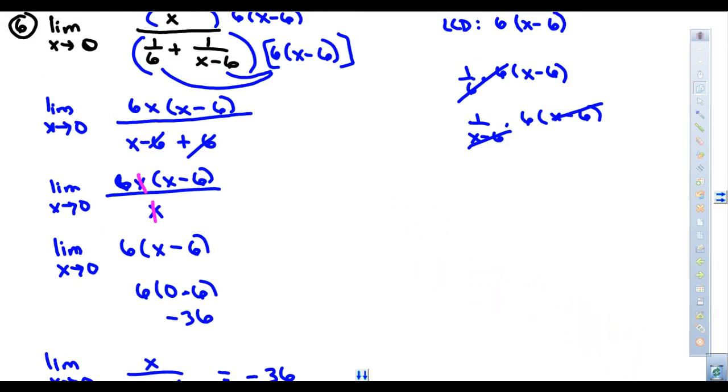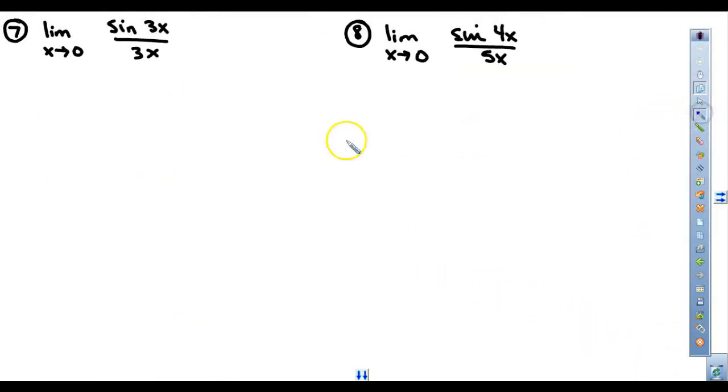Okay. All right. Last two, we have some trig. Again, refer to number 14 on yesterday's lesson 4 handout, okay? This is actually one you're supposed to memorize. If these coefficients right here are the same, then sine of ax over ax is just equal to 1, as long as your x is approaching 0. Now, if x were approaching any other number, we'd have to do something different. And we're not going to get into that until you're in calculus, okay?